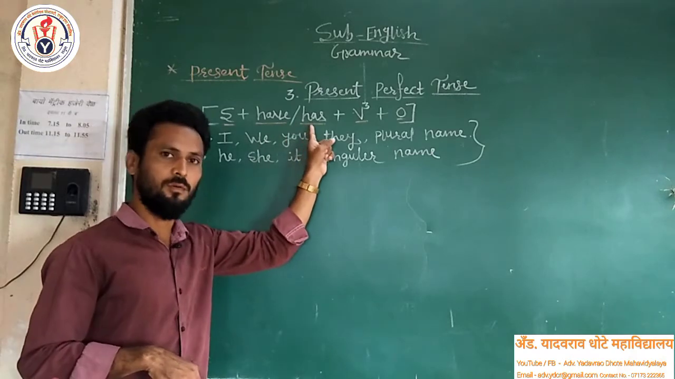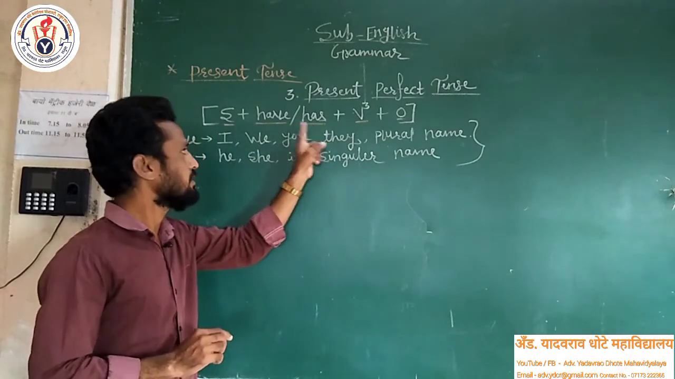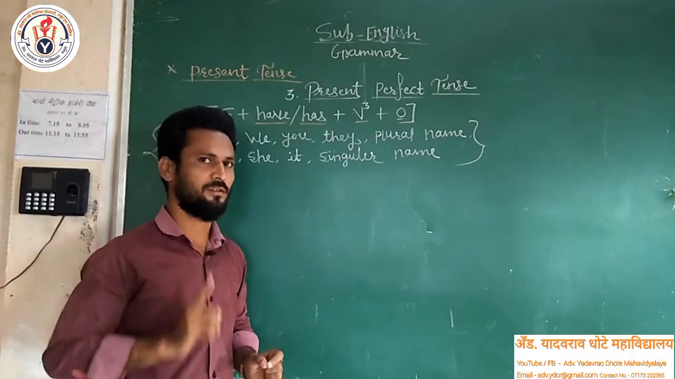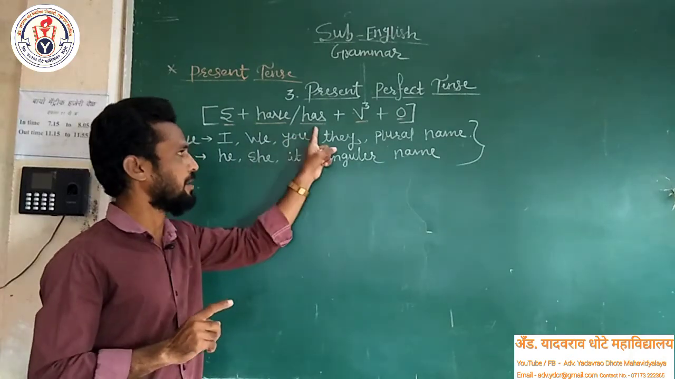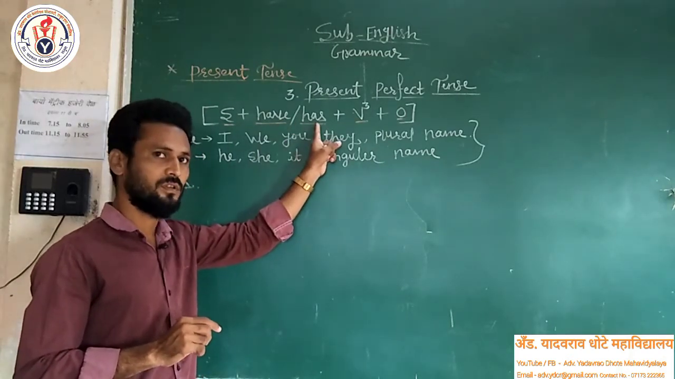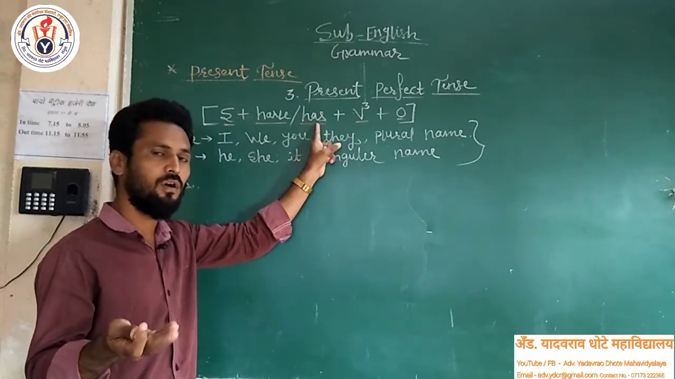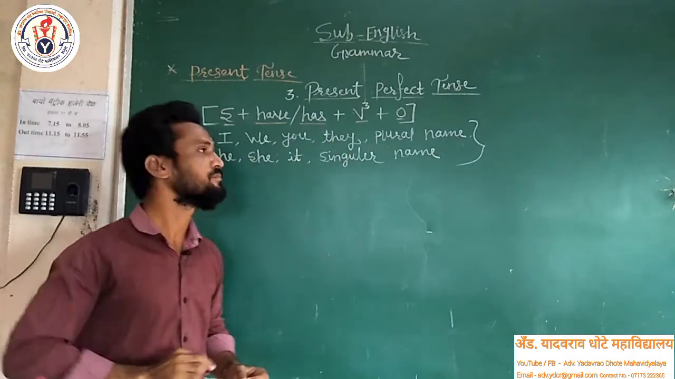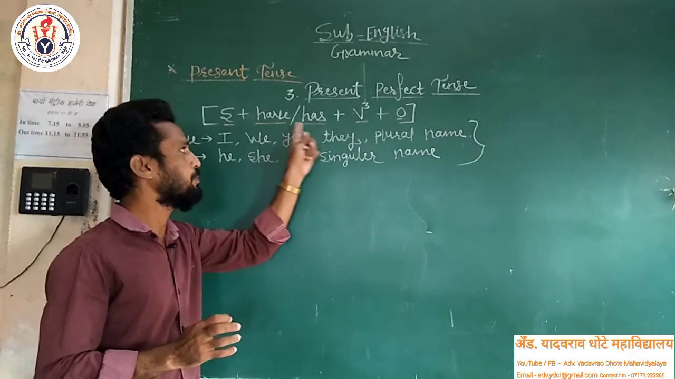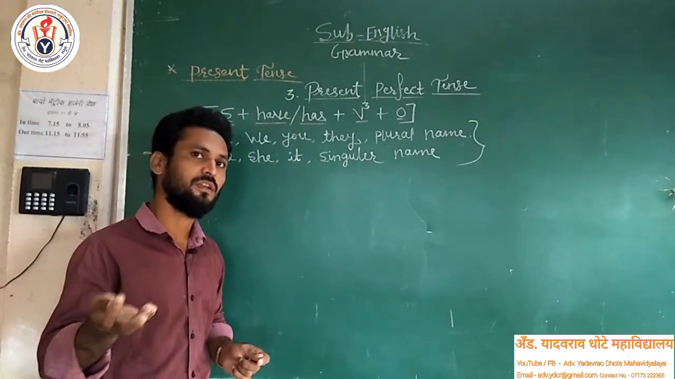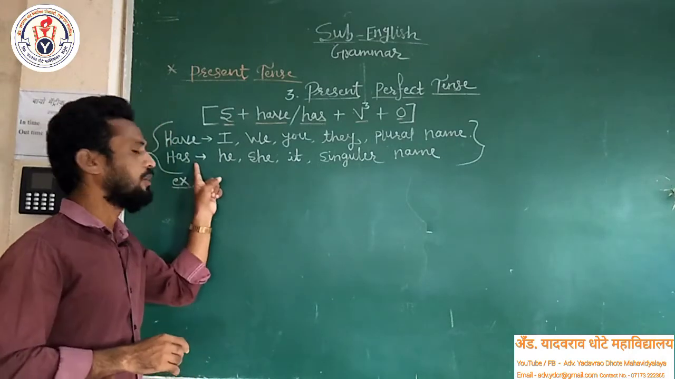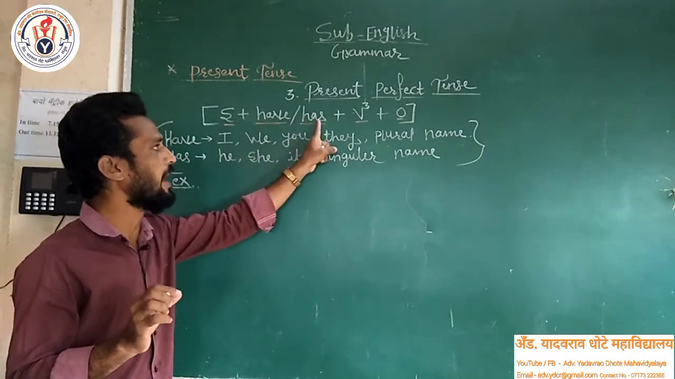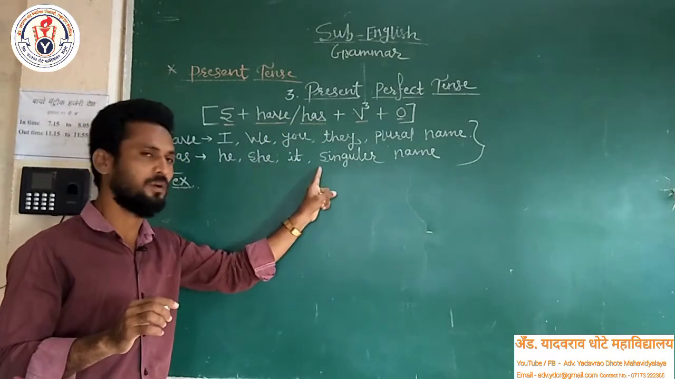Second, the to be form. To be means helping verb. There are two helping verbs in this tense, have and has. But remember, you have to use any one of them, either have or has, with the particular subject. But there is a question, students: how to use this to be form, have and has, with the different subjects? Look here. There is a classification of have and has with the different subjects.